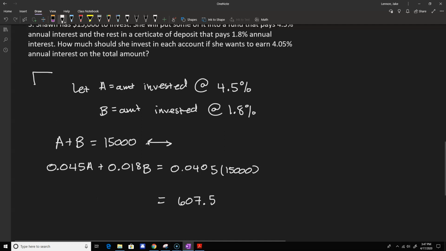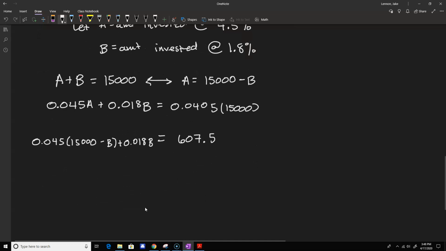So let's suppose we have this equation up here, A plus B equals 15,000. Well, that's the same thing as saying, well, A is 15,000 minus B. So we can replace A by 15,000 minus B. So this can be written as 0.045 times 15,000 minus B plus the 0.018B. And now we have an equation with only one letter, so it can be solved.